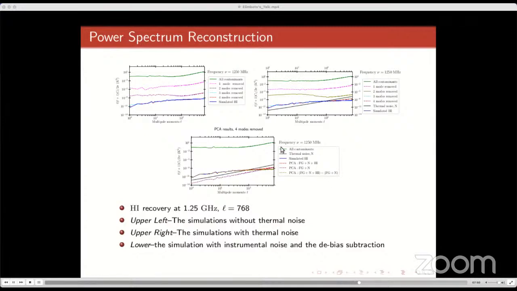These systematics and noises add some bias to PCA, and we try to de-bias the recovery of the neutral hydrogen signal by taking the foreground map plus noise plus neutral hydrogen signal, applying PCA, and then subtracting the foreground map and the noise map after applying PCA as well. After doing that, we almost recovered the neutral hydrogen power spectra perfectly.